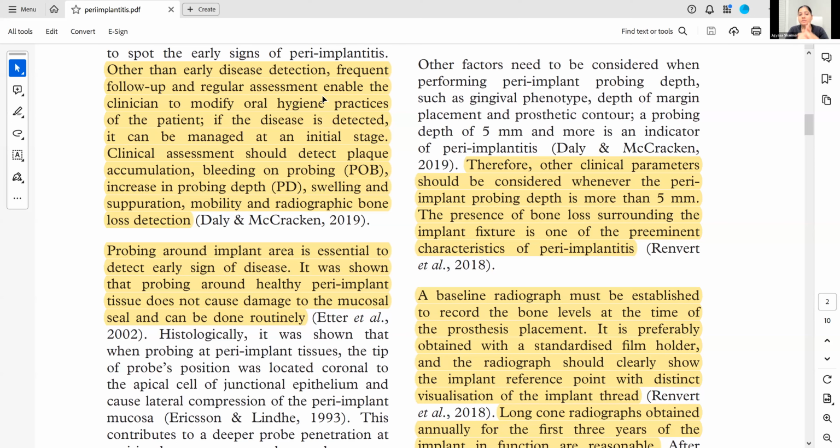Clinical assessment should include identification of how much plaque is there, and whether the gingiva and soft tissue bleed on probing. Is there any increase in the probing depth since the baseline probing depths? Is there any swelling or suppuration present? Is there any mobility seen with the prosthesis part or the implant part? Or is there any radiographic bone loss detected from the baseline records? So probing around the implant area is essential to detect early signs of disease.